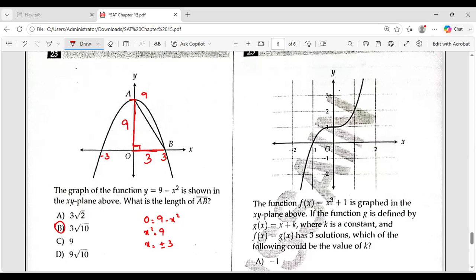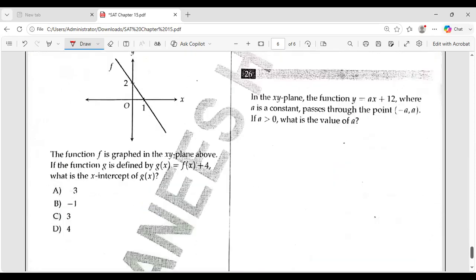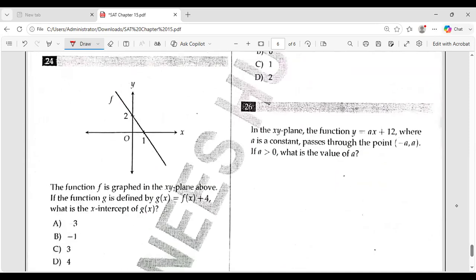Okay, fine. So let's move to the next question. Question number 24. The function f is graphed in the xy plane above. If the function g is defined by g(x) is equal to f(x) plus 4, what is the x-intercept of g(x)?